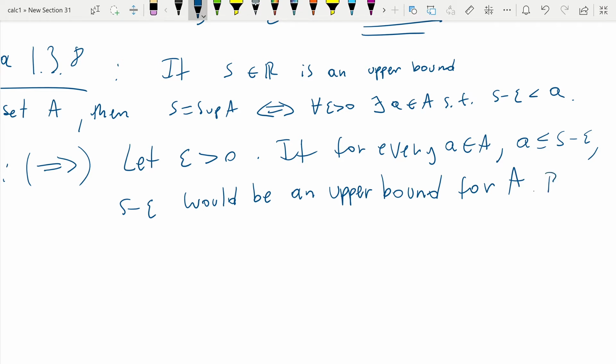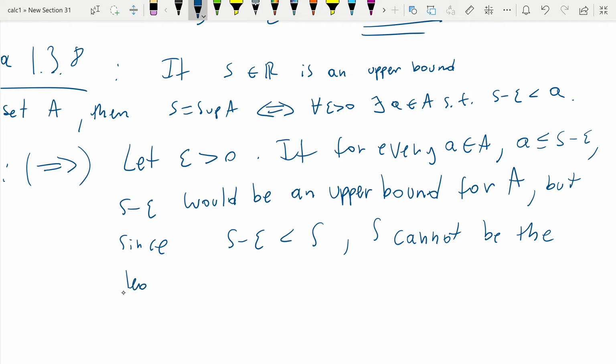But then, since S minus epsilon is less than S, S cannot be the least, right? So it cannot be the least upper bound, because there's a smaller upper bound, namely S minus epsilon.